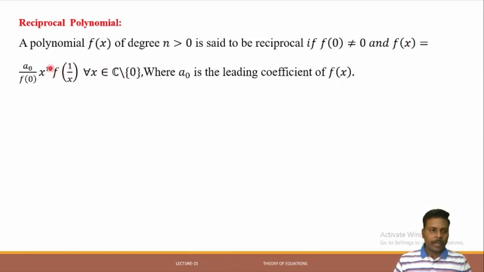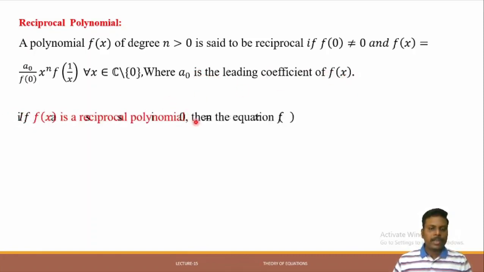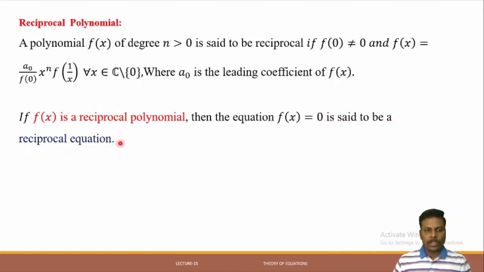That means if you find out this expression, a naught divided by f of 0 into x to the power n into f of 1 by x, if you simplify this expression, you should get f of x, for all x belonging to complex numbers except 0, because 1 by 0 cannot be defined, where a naught is the leading coefficient of f of x. If f of x is a reciprocal polynomial, then the equation f of x is equal to 0 is said to be a reciprocal equation.